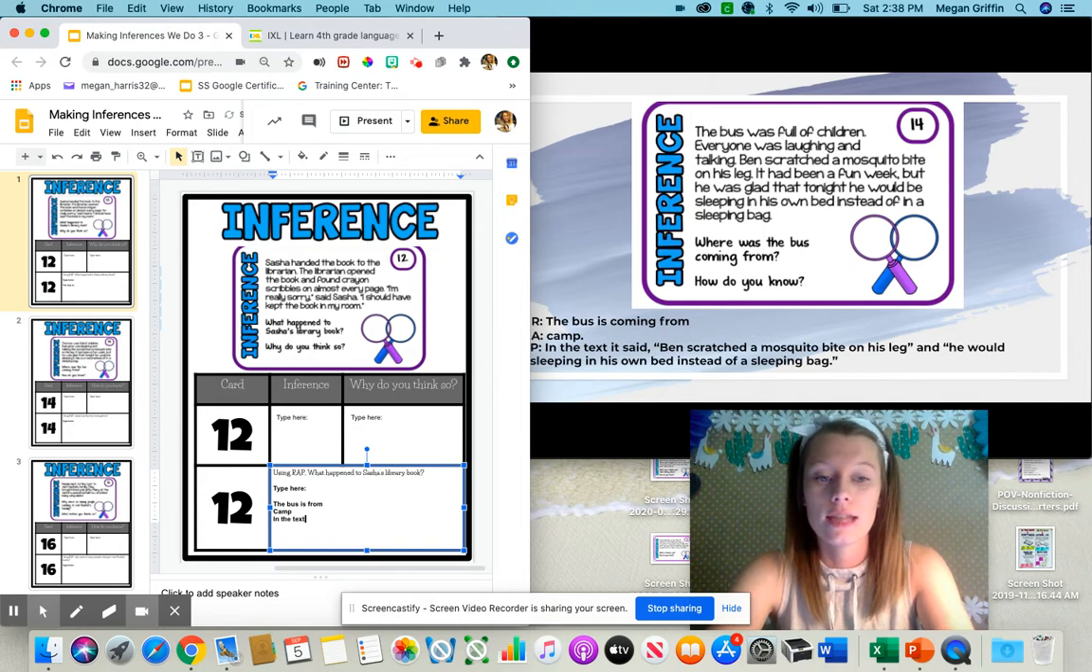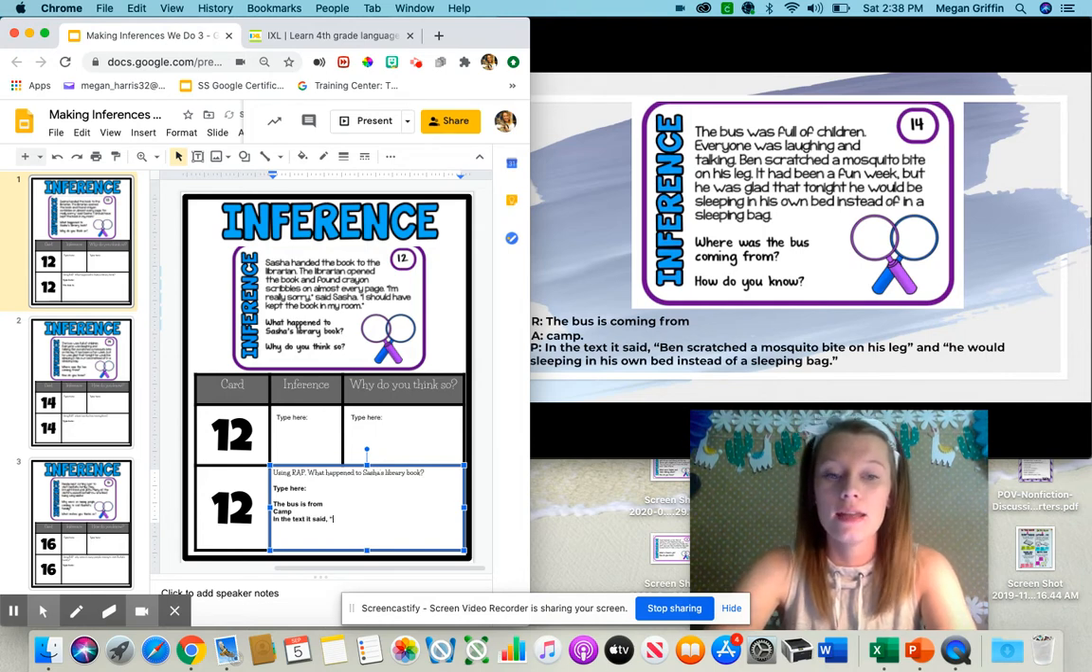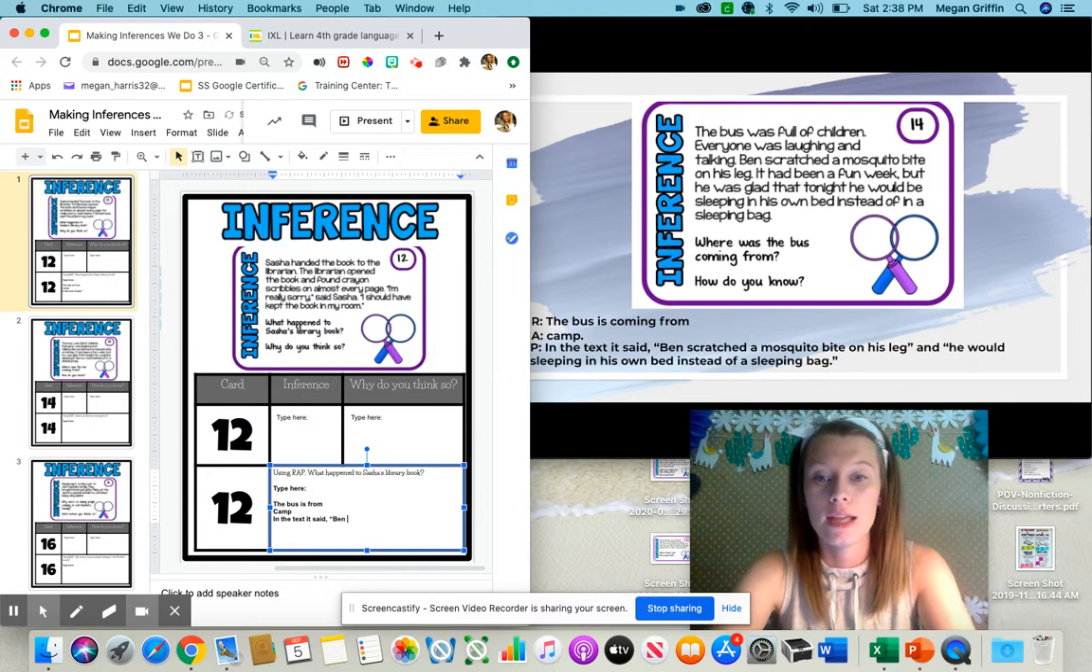In the text, it said, Ben scratched a mosquito bite. Mosquito is a hard word. Who else is covered in mosquito bites right now? They have been so bad at my house lately. He would be sleeping in his own bed instead of a sleeping bag.